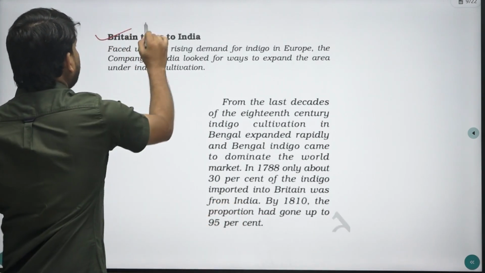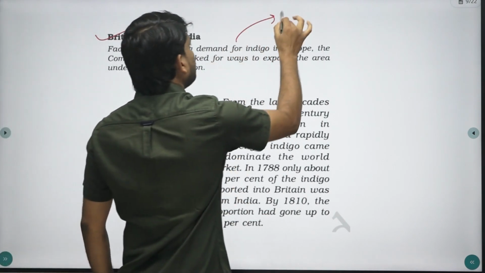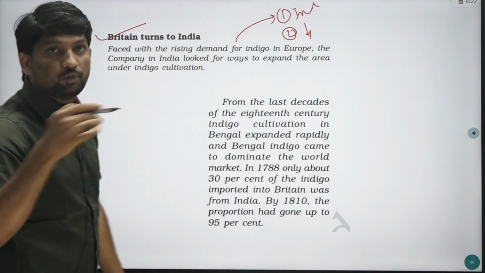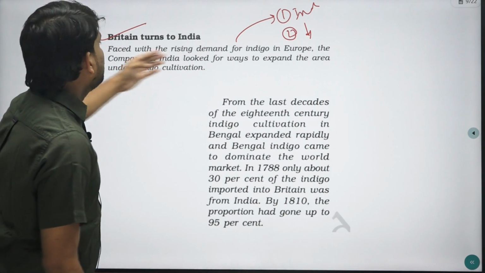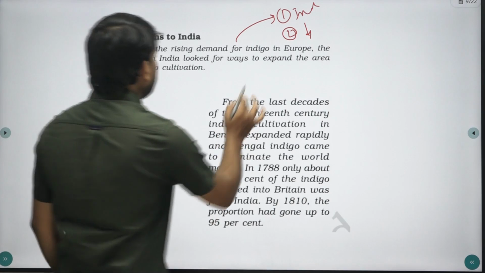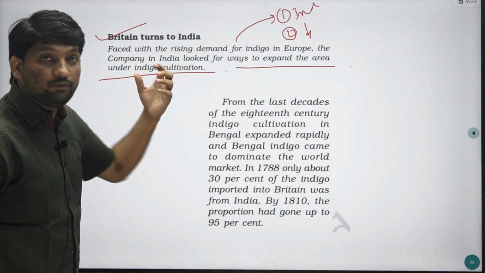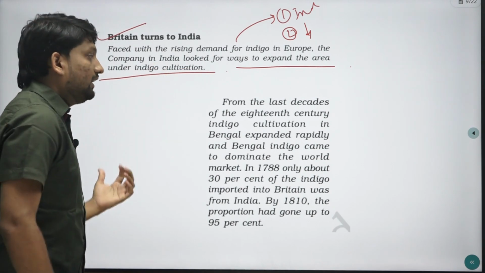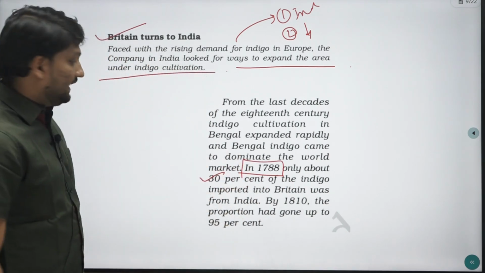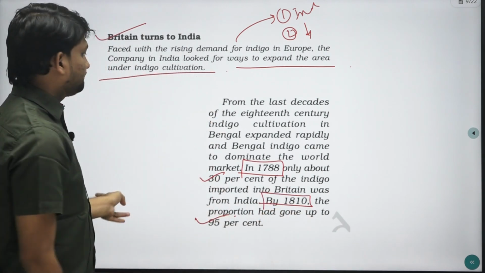Britain turns to India. Faced with the rising demand of indigo in Europe, there was a rise in demand because of two reasons. One is industrialization and second was decrease in existing supply from North America and Caribbean islands. Faced with the rising demand of indigo in Europe, the company in India looked for ways to expand the area under cultivation. If you see the import of indigo from India to Britain, it was 30% in 1788 and 95% in 1810.